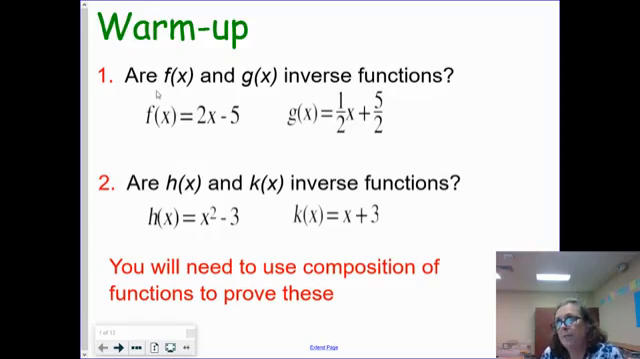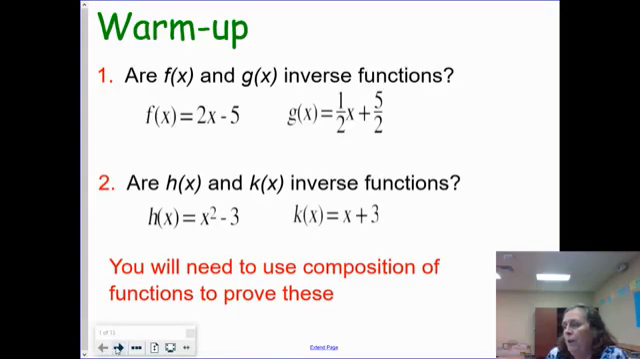Okay, so this is lesson 1.7, day 2, inverse functions. Here's your warm-up. Our f(x) and g(x) are inverse functions; you have to show this algebraically using composition of functions, same with this one. So pause your video. It'll probably take you about 5 minutes, but do it on your own. I'm not going to go through it in much detail. If you need help on this, you'll need to come to tutoring.